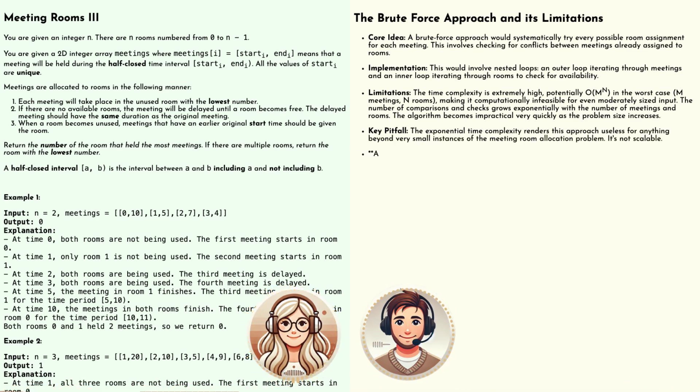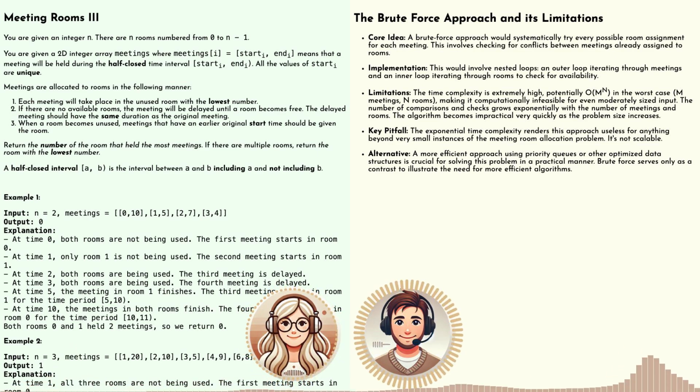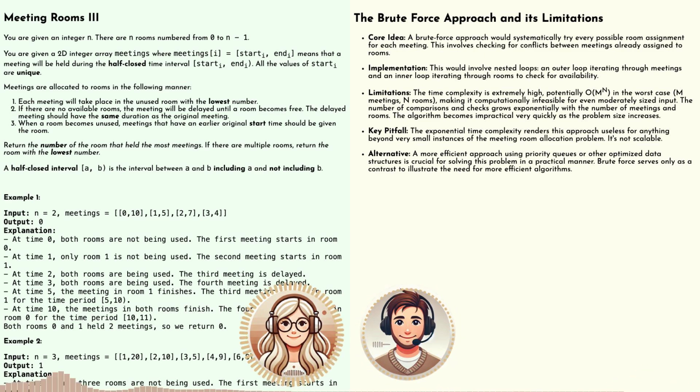Well, I guess the most straightforward way would be to go through each meeting one by one and try to fit it into the first available room. If the room's free, great. If not, move on to the next meeting. Or try to find a later slot. So that's basically the brute force method in programming, right? You got it. Just try everything until something works.